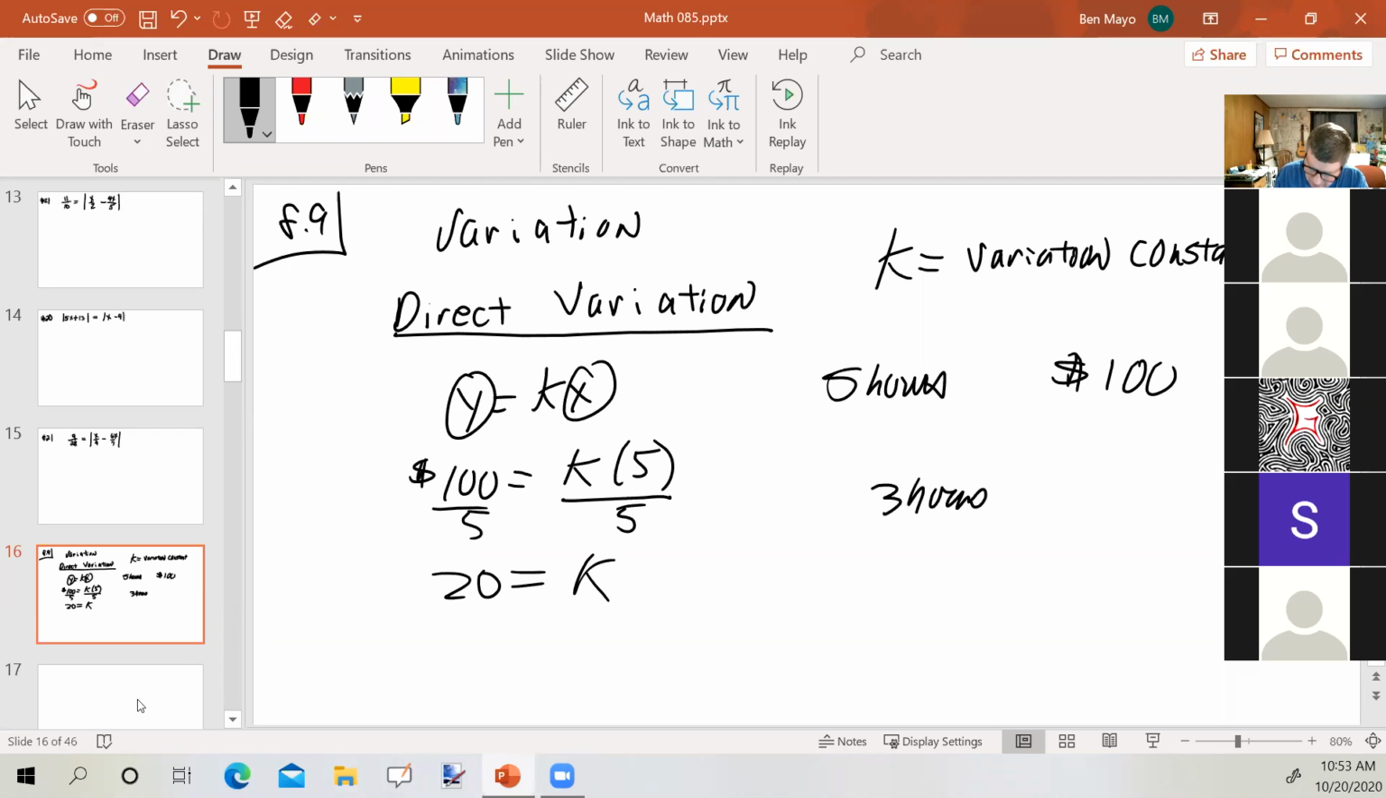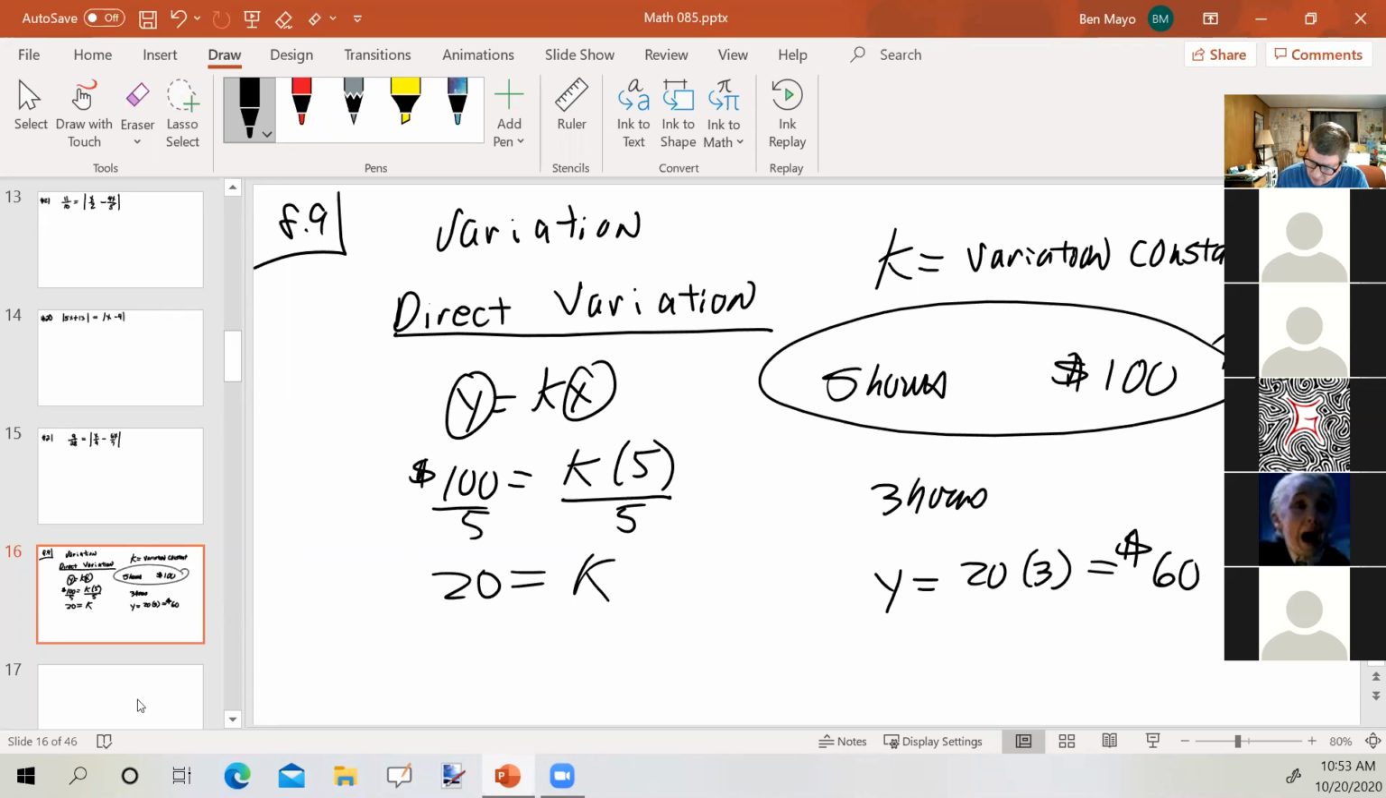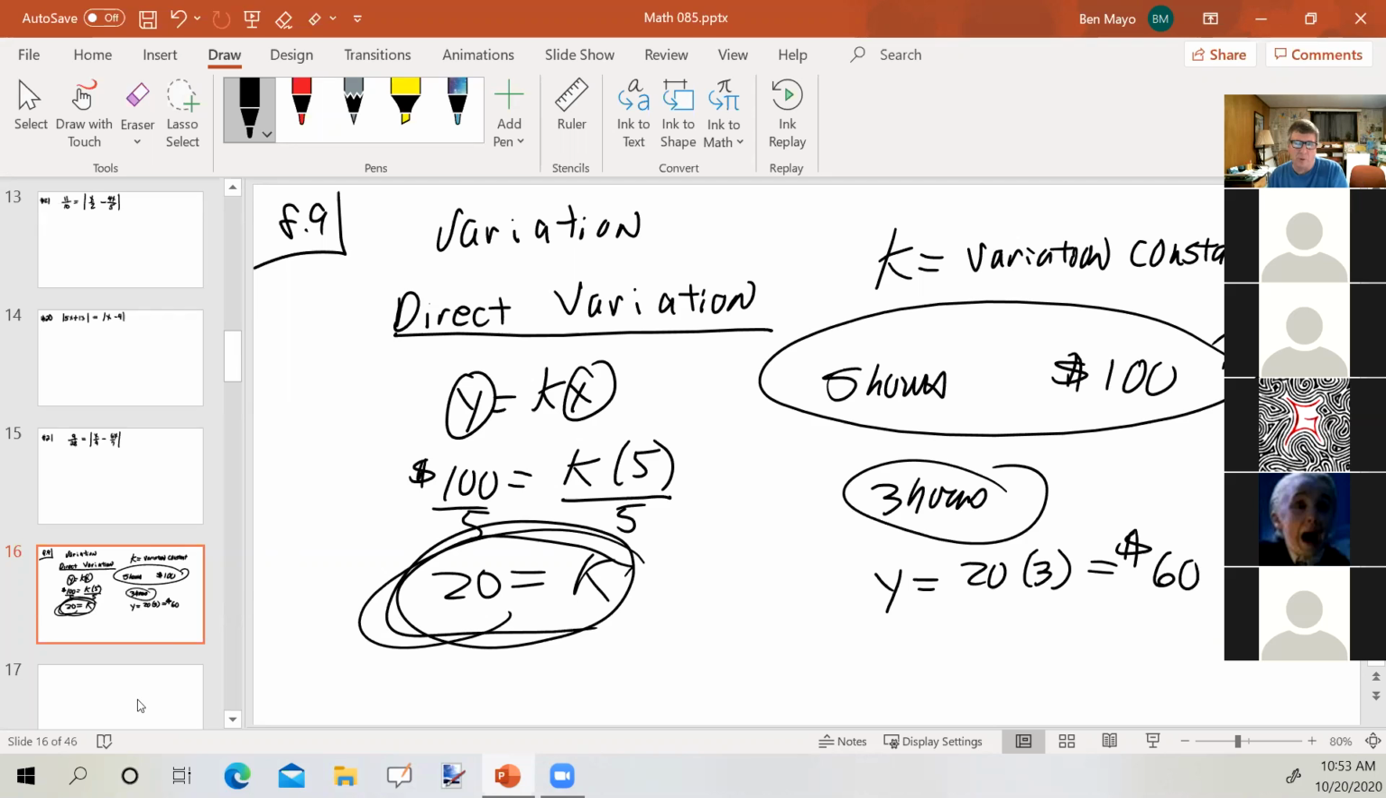So now, Roger, if you come and work for me for 3 hours, how much will I pay you? Well, let's see. That would be y equals 20 times 3, which would be what? 60. $60. Okay, so what did we do? Given this information, we were able to determine that the variation constant was 20, or in this case, the rate of pay, $20 per hour. Knowing that, then we could go to a new scenario and say, well, now if you work 3 hours, you'll make three times 20, $60.